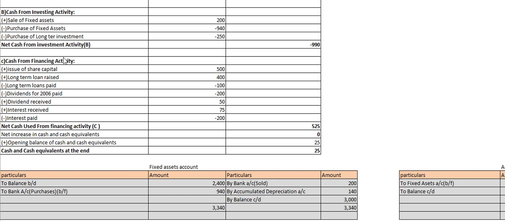So now cash from financing activity. Issue of share capital 500 because share capital balance has increased. Long-term loans raised because long-term loan balance has increased 400. So minus your long-term loan paid from your ledger account minus 100. Minus dividend for the year 2006 paid minus 200. Dividend received and interest received from your profit and loss account, which is 50 and 75 respectively. And interest paid is minus 200, which you get from expenditure under your profit and loss account. So net cash from financing activity is 525.